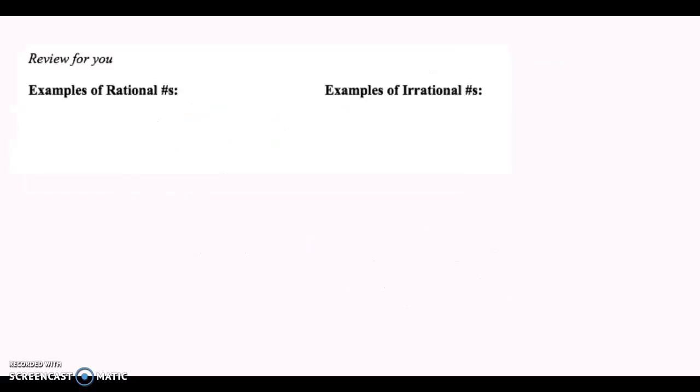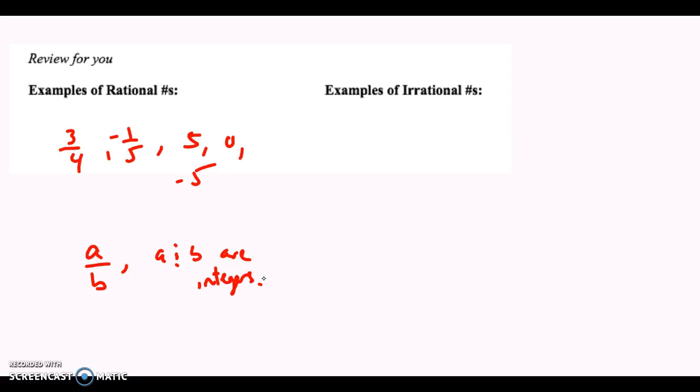So I wanted to just review what rational numbers and irrational numbers are because we're going to be talking about those a little bit more. Rational numbers could be something like 3/4, 1/5, negative 5, 0. It's a number that can be written as a ratio of two numbers, and both those numbers have to be integers. That's the mathematical definition of a rational number.